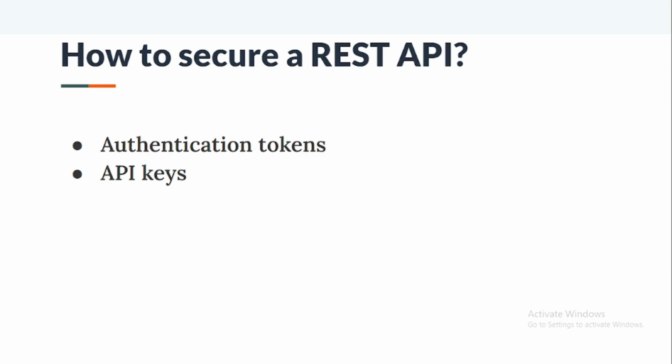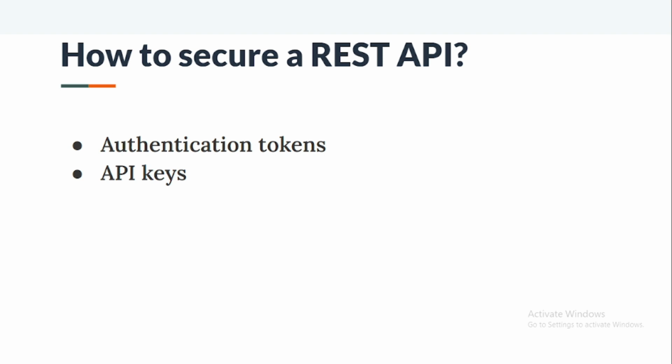So how do we make the REST API secure? There are two ways: authentication tokens and API keys. The authentication token is basically used to authorize the user to make an API call. The authentication token checks that the user is who they claim to be, and whether they have the right access or not. For example, when you log in to an email server, your email client uses the authentication token to secure the access.